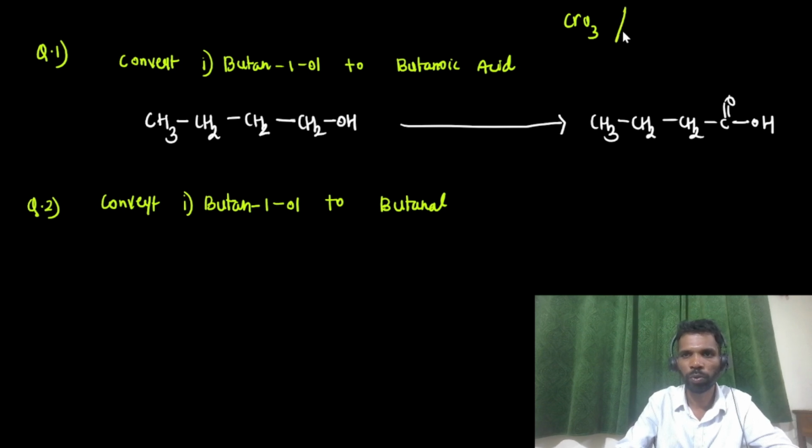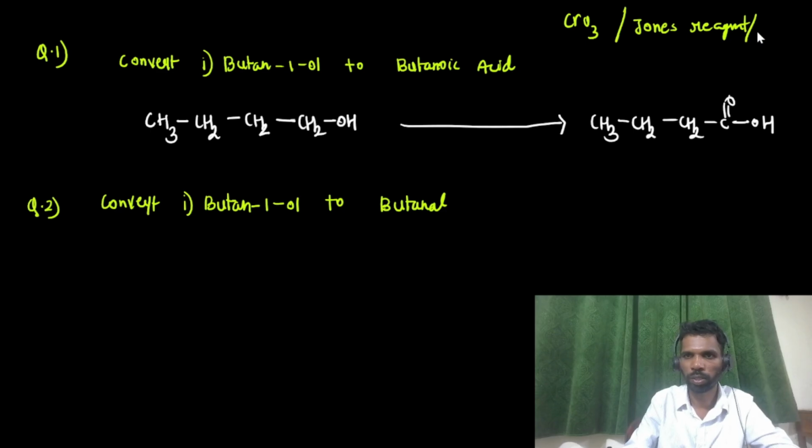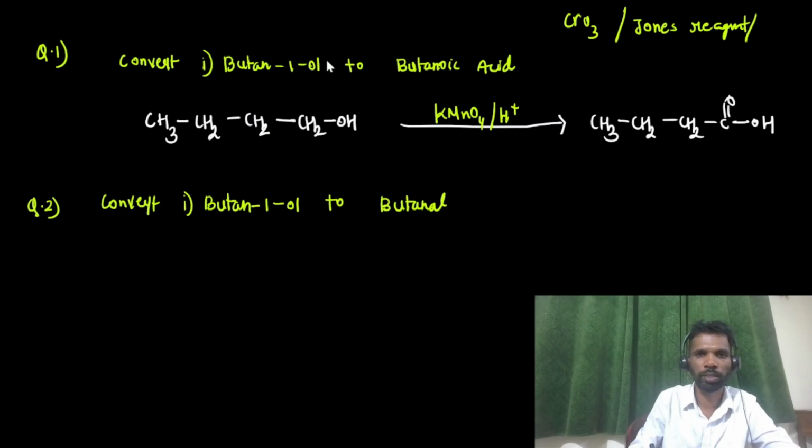Can we use Jones reagent? No, because it will oxidize up till aldehyde. Can we use KMnO4? Yes, we can use KMnO4. Better if we use it in the acidic medium directly. We can convert primary alcohol to what? Carboxylic acid.